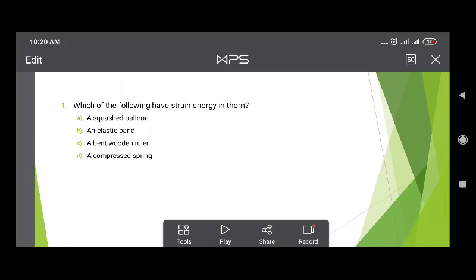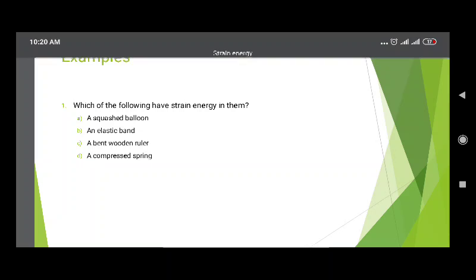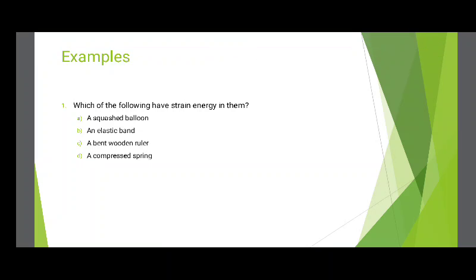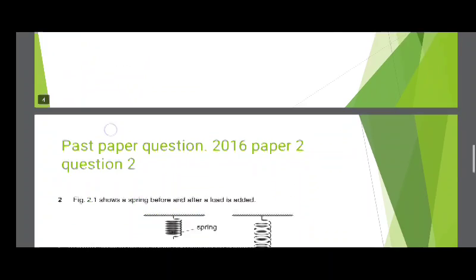A bent wooden ruler. If you bend this one, I think it will just break. I've never tried to bend a wooden ruler, but I feel like it's too brittle to be bent. Maybe we should do an experiment on this, but I feel like wood is not elastic, therefore it would just break. Okay, let's go to a compressed spring. Yes, it does have strain energy.